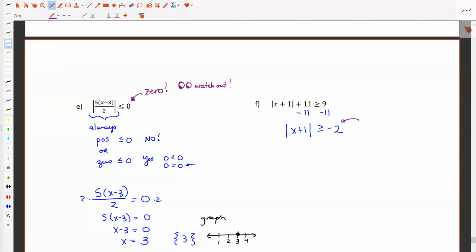Alright, so here's where we have to be careful. I've got a negative number on this side. Okay, so again, we're going to need to watch out and pay attention to what we're doing here.